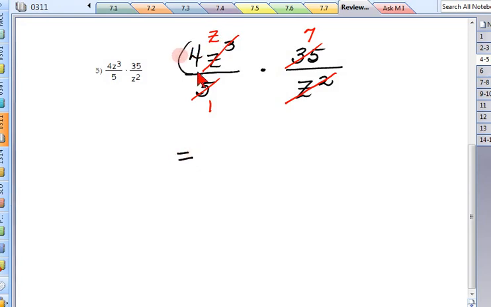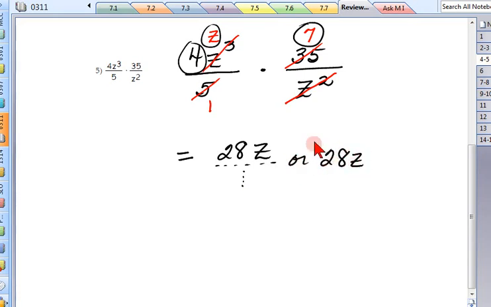In the numerator, I am left with 4 times z times 7, which is 28z. And what am I left with on the bottom? A 1. So I could write a 1, but nobody writes denominators of 1. 28z is what we would expect. So 5 is probably easier than 6. I'm sorry, 5 is easier than 4.